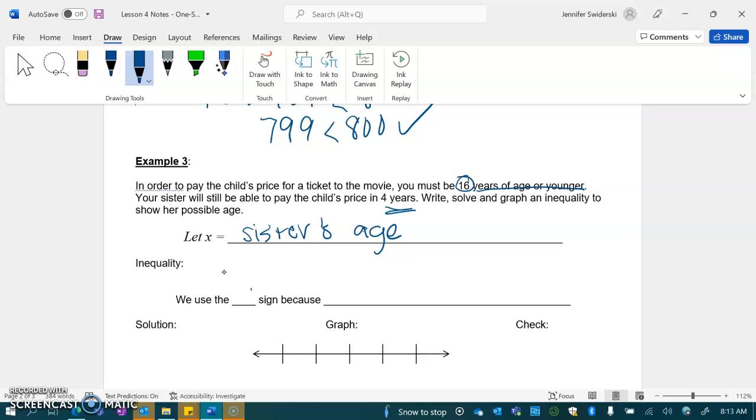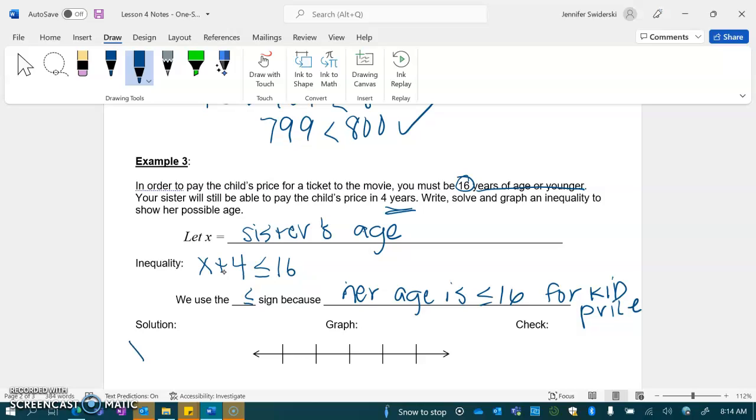Okay, we're going to use the less than or equal to sign because we know she has to be less than or equal to 16 years of age. Her age is less than or equal to 16 for kid price. So I know the inequality has to be her age plus 4 for the next 4 years has to be less than or equal to 16. So when I solve this, I'm going to subtract 4 on both sides. I know that this sister has to be less than or equal to 12, because if I subtract 4 here, I'll subtract 4 here.